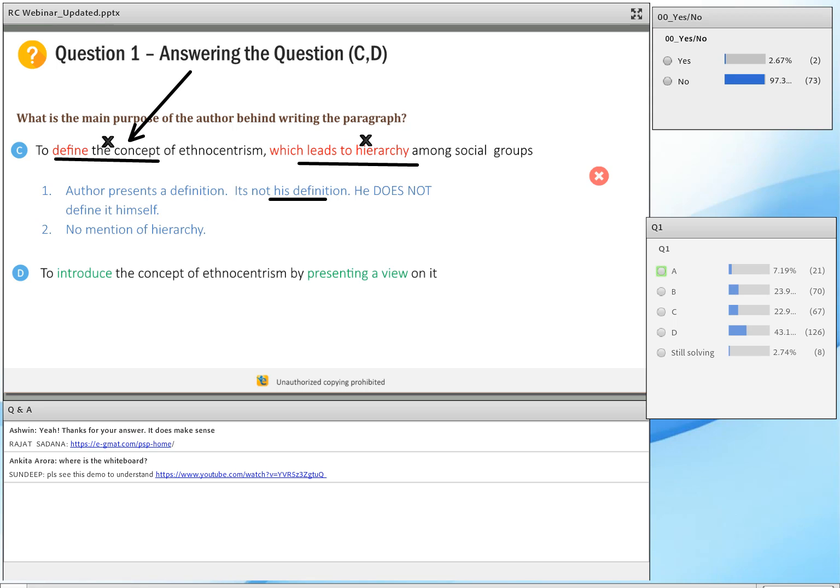Okay. Choice D, which is our correct answer, says to introduce. Yes, the author introduces us to EC, and he also presents a view on it. What is the view that the author presents? It's an extreme view. So this one is our correct answer. Why? Because he presents a view and he presents a definition of EC.